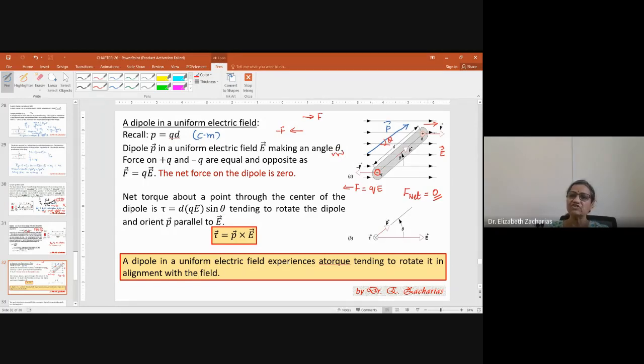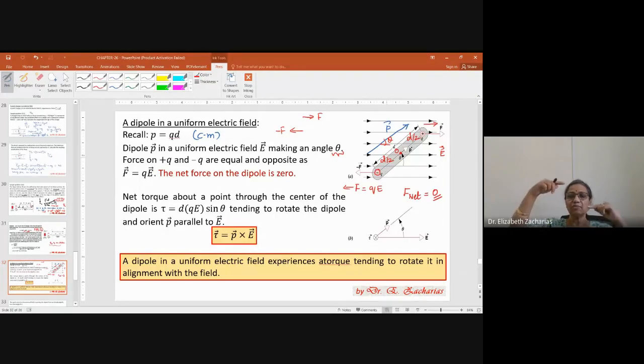Their line of action is not the same, which means they can actually turn the dipole. They can exert a torque on the dipole. About this center, if this is the center of the dipole, then this distance is going to be d by 2. So there is a force F acting at d by 2 from the origin.